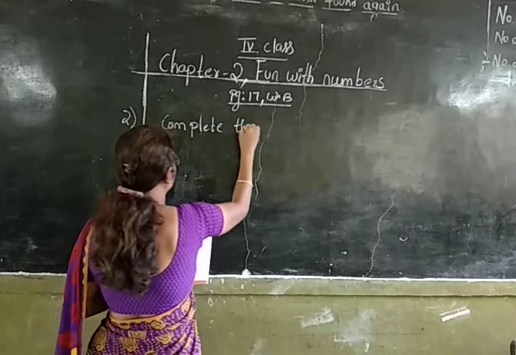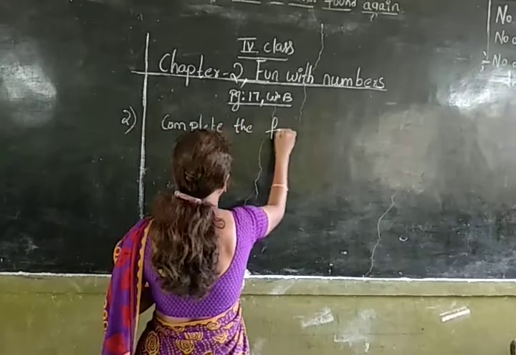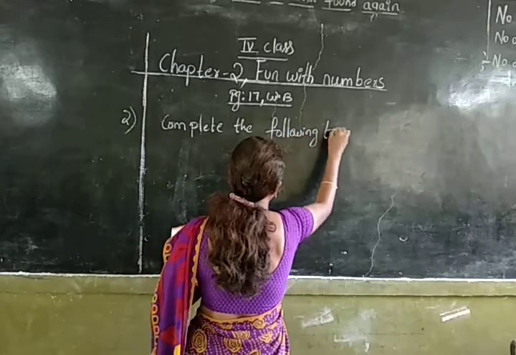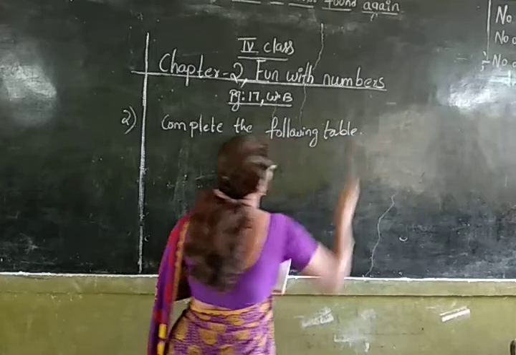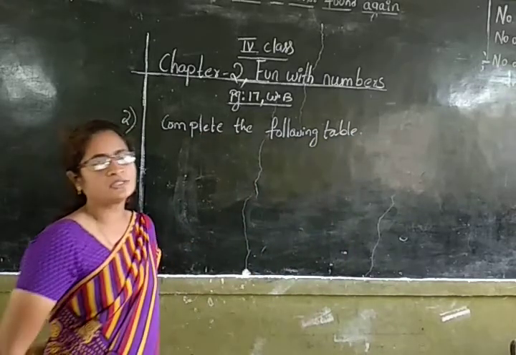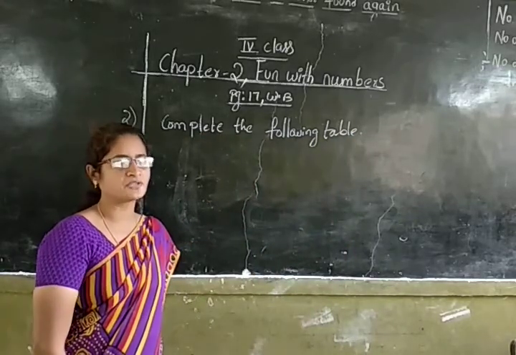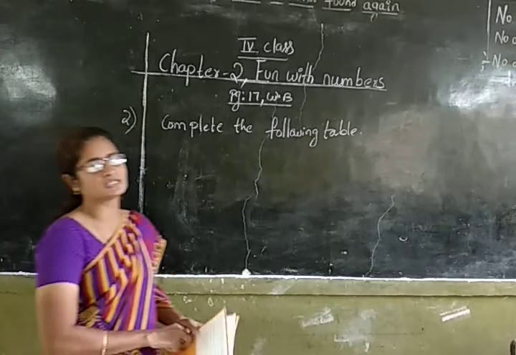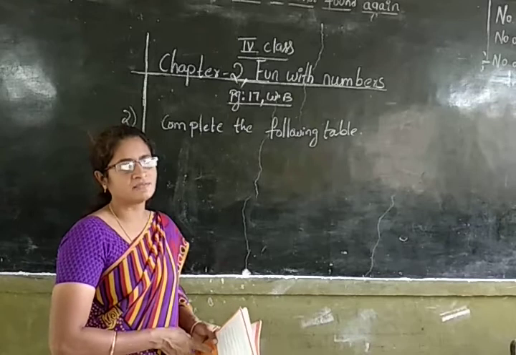Complete the following table. So, you all know that expanded form means writing the place value of each digit in a number, and standard form means writing the number for the given expanded form.